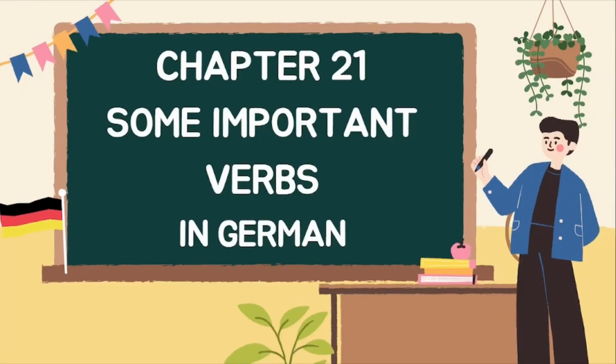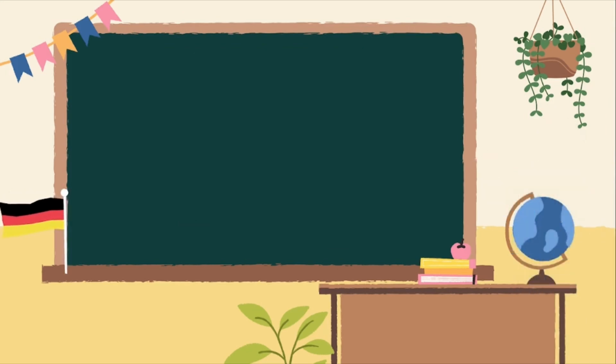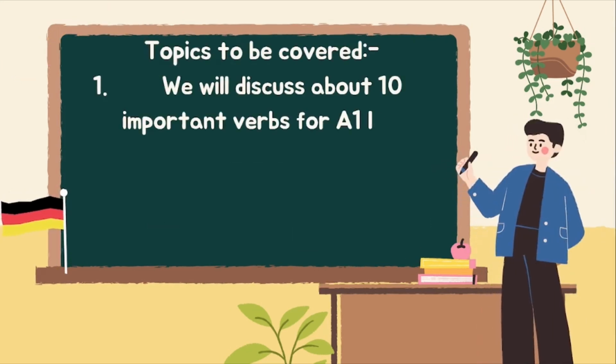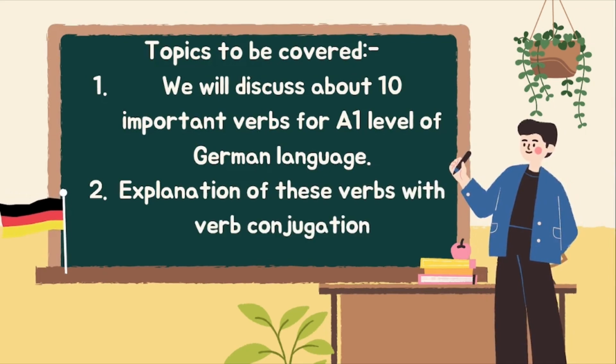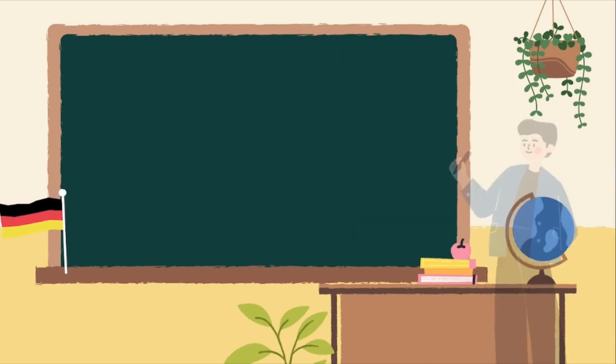We are teaching you basic level of German language, that is A1 level of German language. Today is chapter 21 and in this chapter we will teach you some important verbs for A1 level of German language. So these are the contents we'll cover in this topic. We'll discuss 10 important verbs for A1 level of German language. We'll give explanation of this verb with verb conjugation followed by some examples.